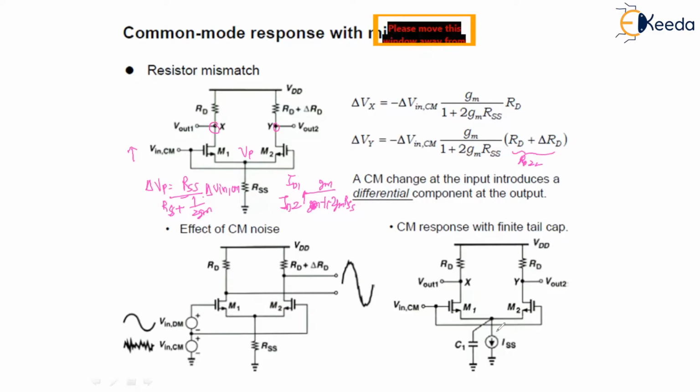So we have seen that at higher frequency, even when the output resistance of the current source is high, common mode to differential conversion becomes significant. Okay, let us take another mismatch.